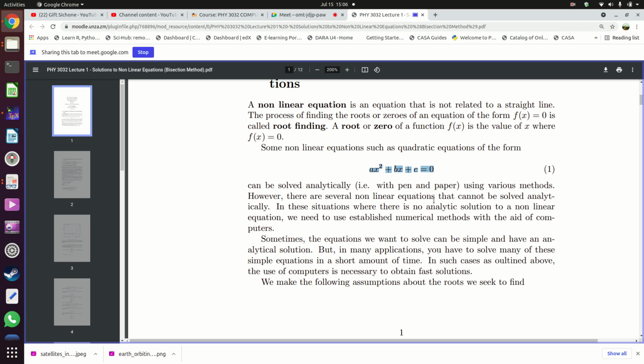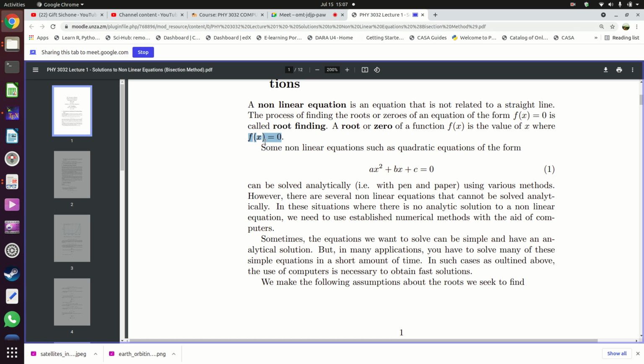So you have to use methods which are known as approximate methods. Such approximate methods are what are referred to as numerical methods or numerical solutions, so that you can estimate what the answer is. In this case, you are not really trying to find f of x equals 0. But what you're trying to find is a value of x which is going to make f of x approximately equal to 0.